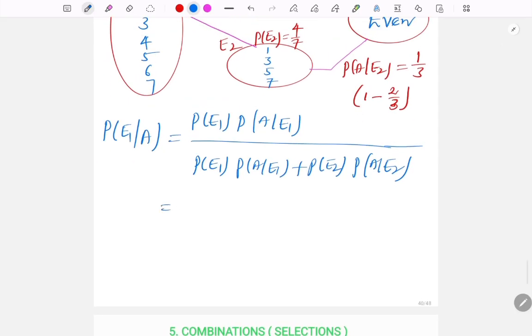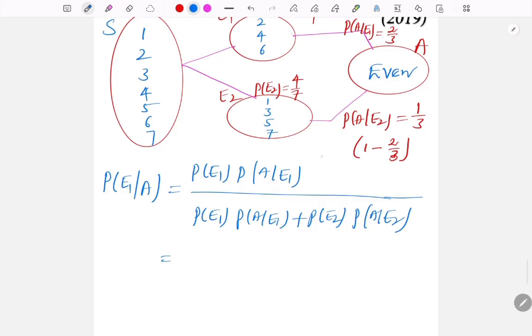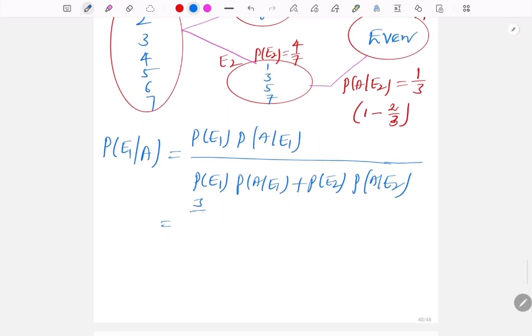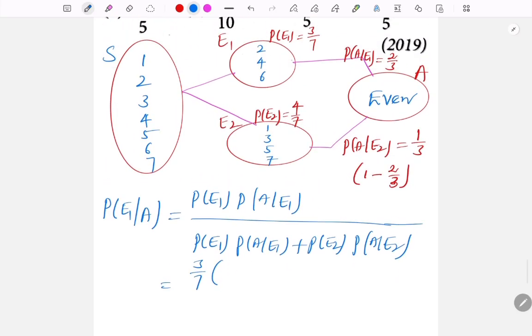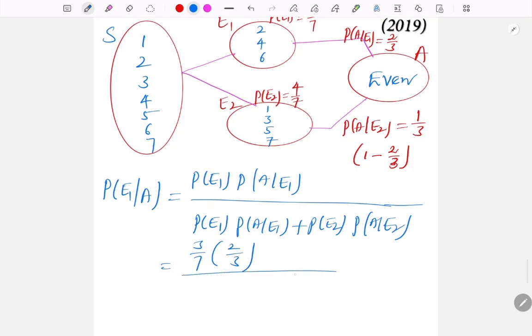What is P of E1 answer? It is 3 by 7, right? 3 by 7 into that answer, which is 2 by 3, since it says truth. Here 3 by 7 into 2 by 3 plus P of E2 answer, 4 by 7 into 1 by 3. What is the simple calculation? Fast calculations: here 7 is common, so 7 cancels. 3 is also common, so this 3 I will also cancel. So remaining, write down: numerator 3 times 2 is 6, and denominator 3 times 2 is 6.